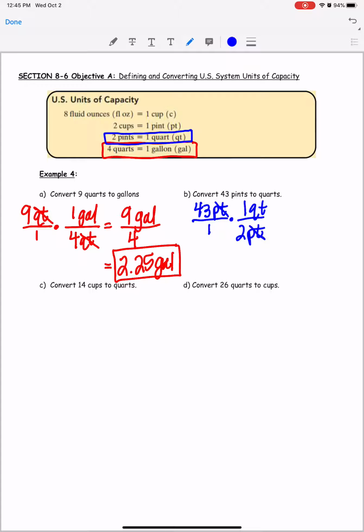My pints cancel, multiply straight across. 43 times 1 quart is 43 quarts. 1 times 2 is 2, and then divide that. And we get 21.5 quarts.